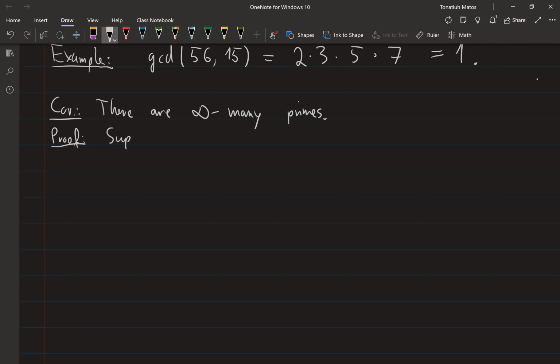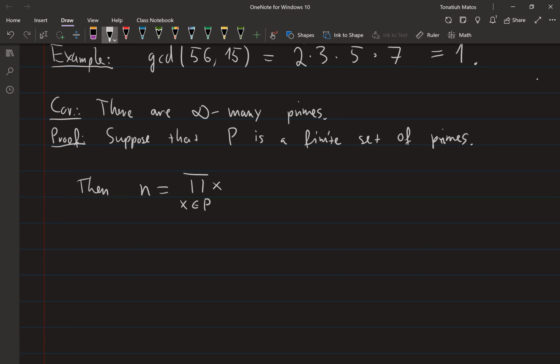Okay, so suppose that P, many people do this proof by contradiction. There's no need, right? Suppose that P is a finite set of primes. I'm not assuming anything, right? No contradiction. I'm just taking a finite set of prime numbers. So then define n as the product of x, where x is an element of P. Just multiply all these primes together, right?